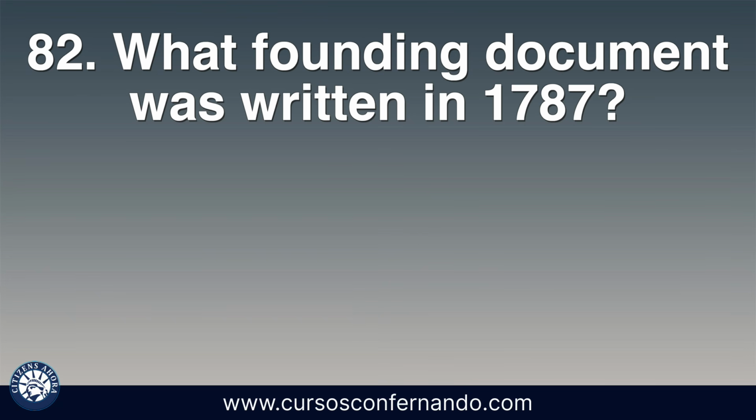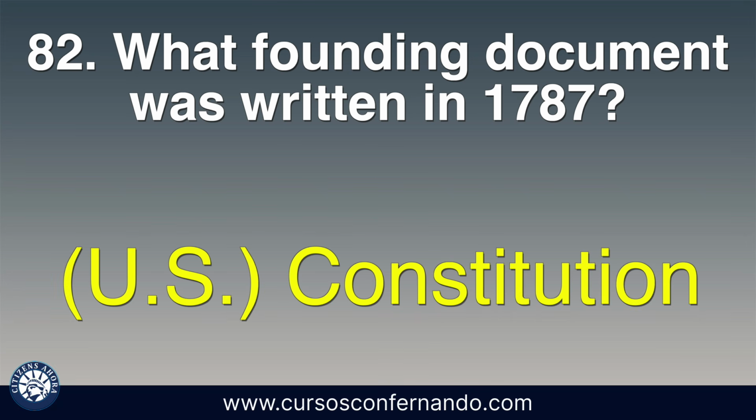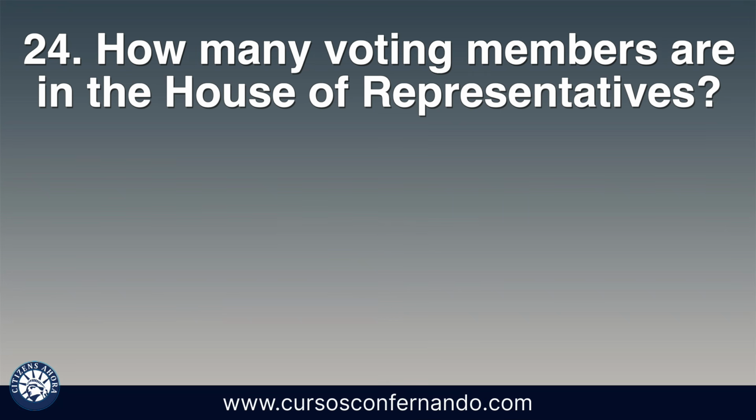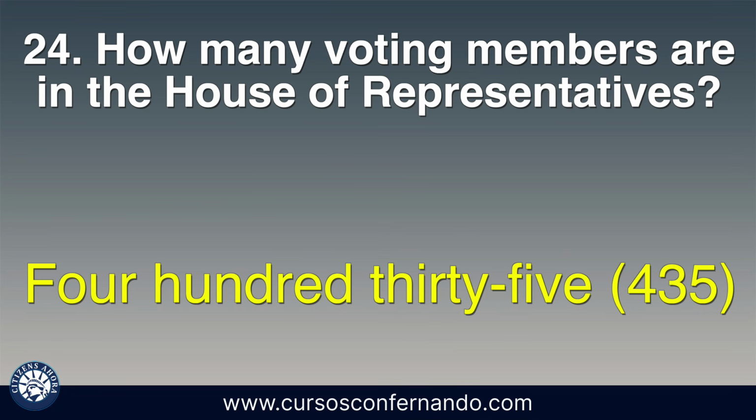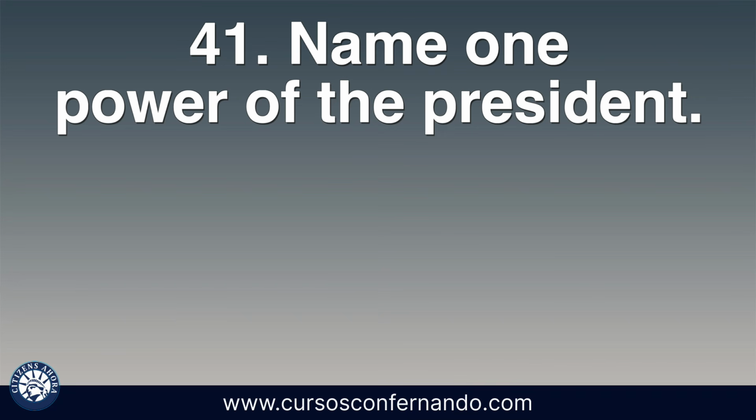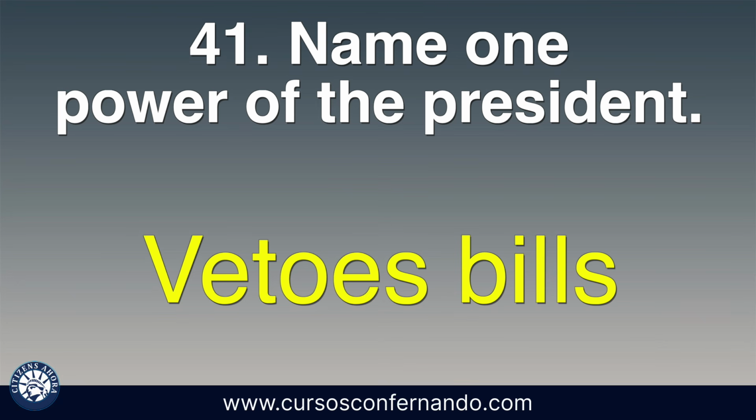What founding document was written in 1787? U.S. Constitution. How many voting members are in the House of Representatives? 435. Name one power of the president. Vetoes bills.